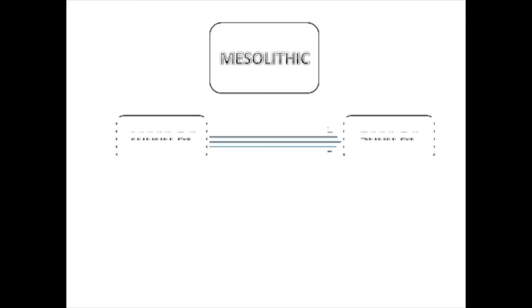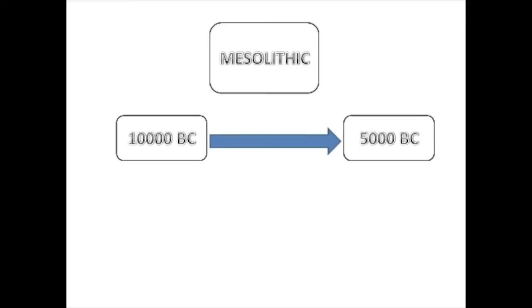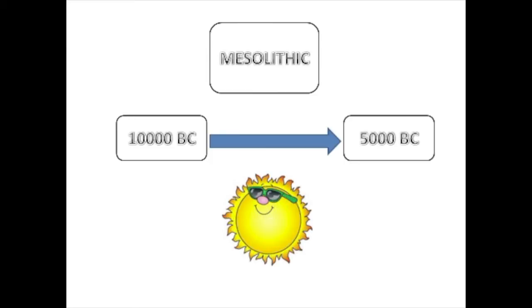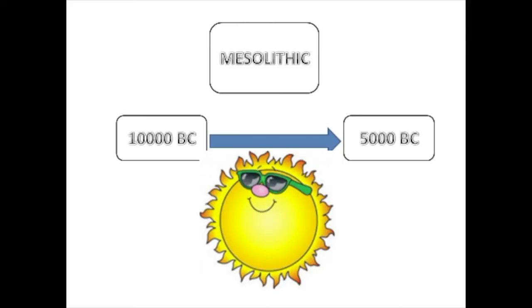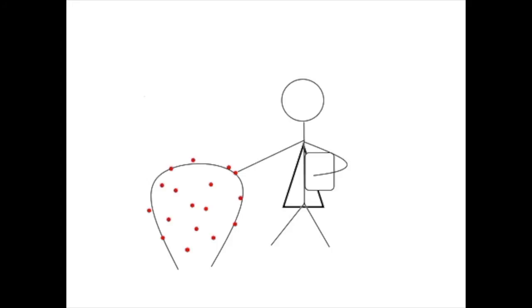After that, we go to the Mesolithic era, which started around 10,000 BC and ended around 5,000 BC. At this time, ice around the world started to melt and the weather was getting warmer and warmer. The lifestyle of humans in this era was the same as the previous one. They lived by hunting and gathering, lived in caves, and moved from one place to another.